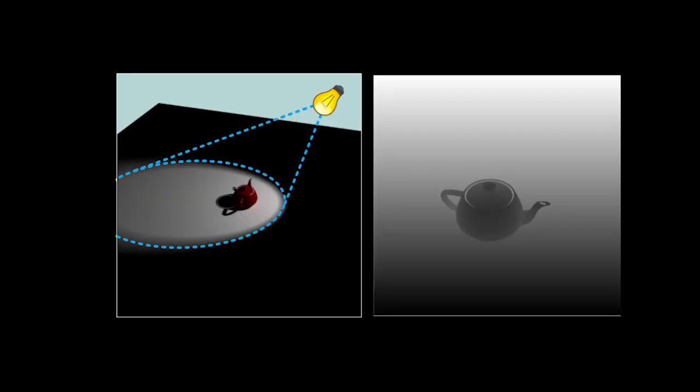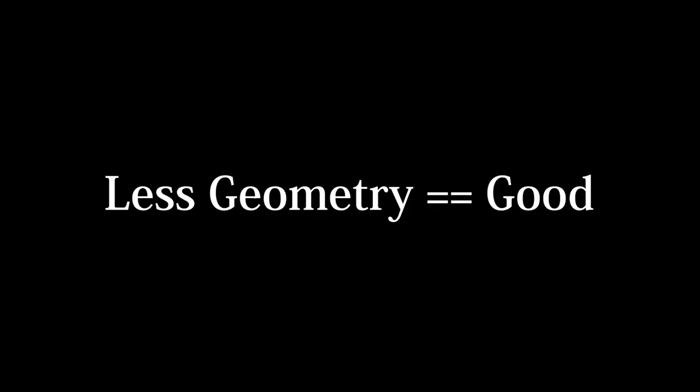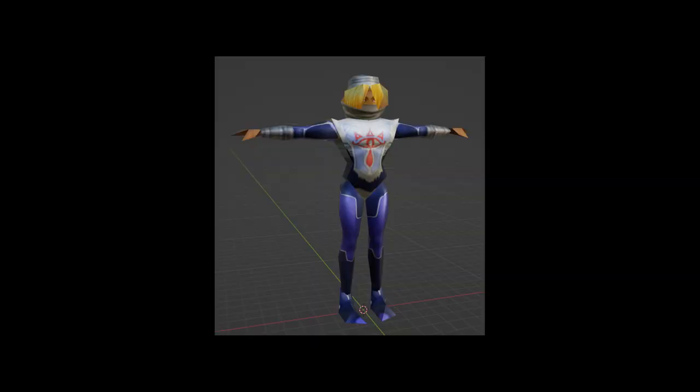If you watched my video on the graphics of Pokemon Legends Arceus, you would know that shadows are calculated by rendering the scene from every light's point of view. This is very costly, and the cost can be reduced by using less geometry for those renders. But we don't really care about the low-poly model, so we can just hide it.